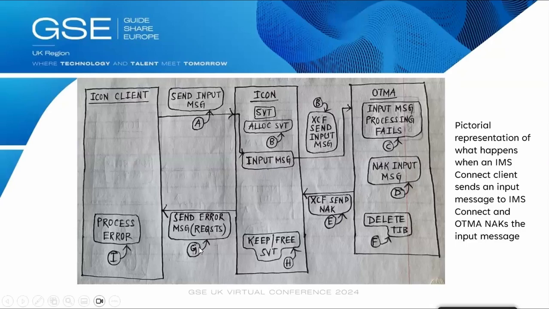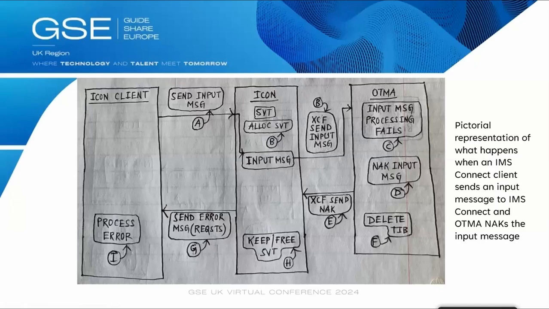Moving on to G, IMS Connect sends an error message to the IMS Connect client. If IMS Connect sample user message exits are used, then a REQSTS error message is sent. And moving on to H, if a persistent socket is in use, IMS Connect keeps the connection open and does not free the SVT control block. Otherwise, the SVT control block is freed. And finally, I, the IMS Connect client will process the error message.